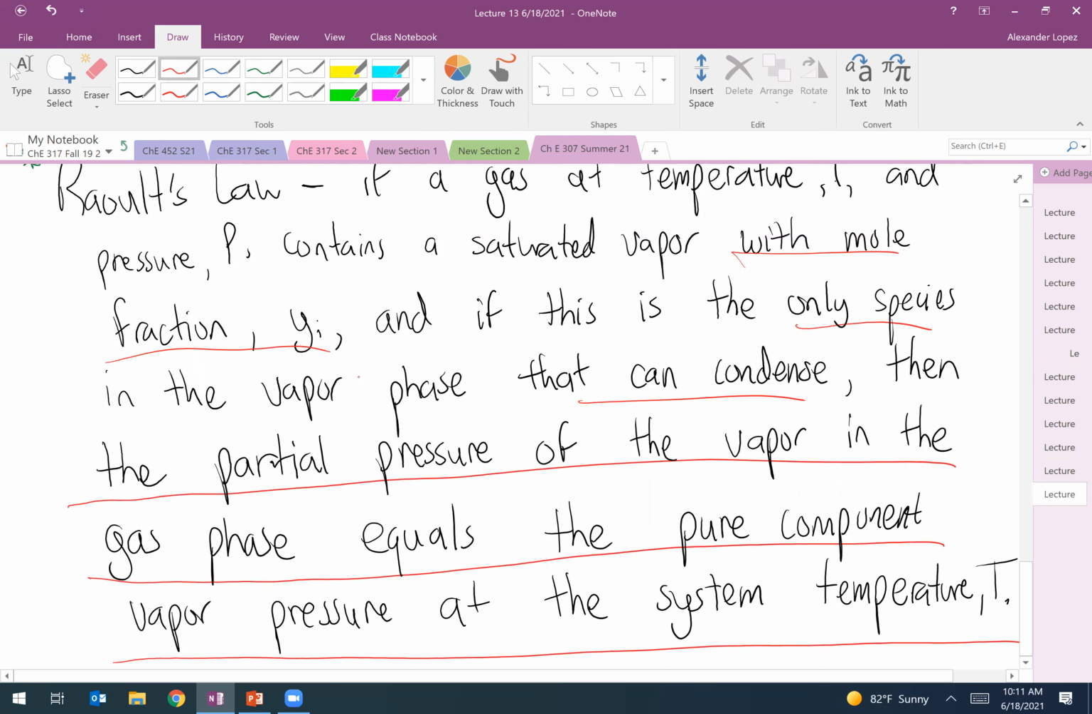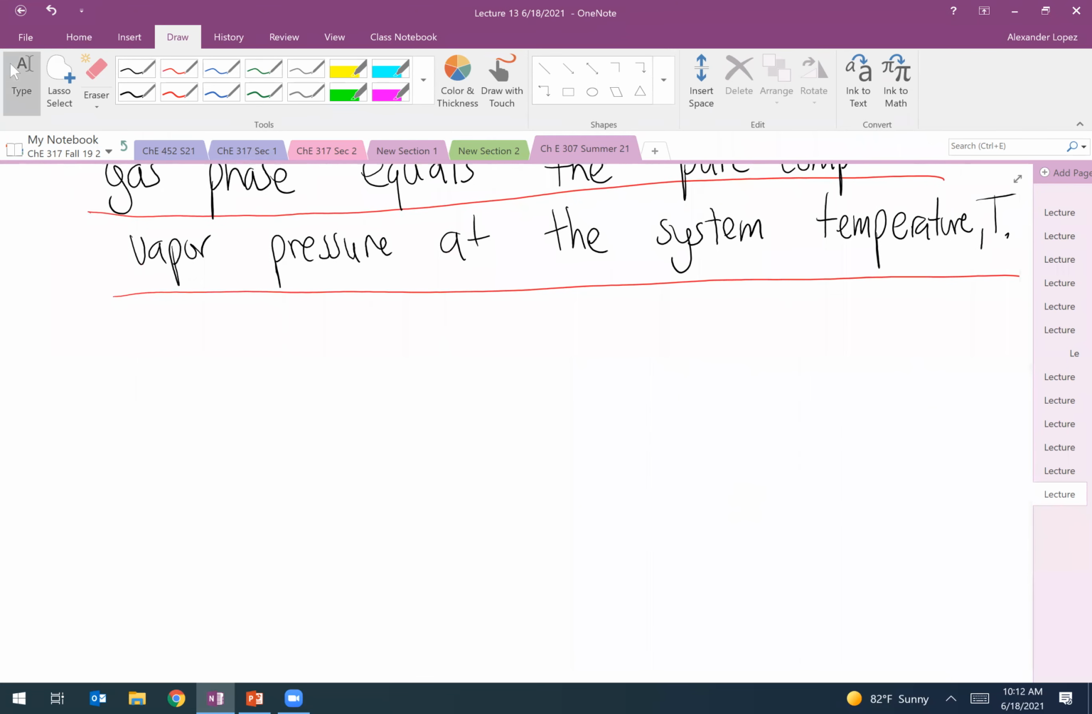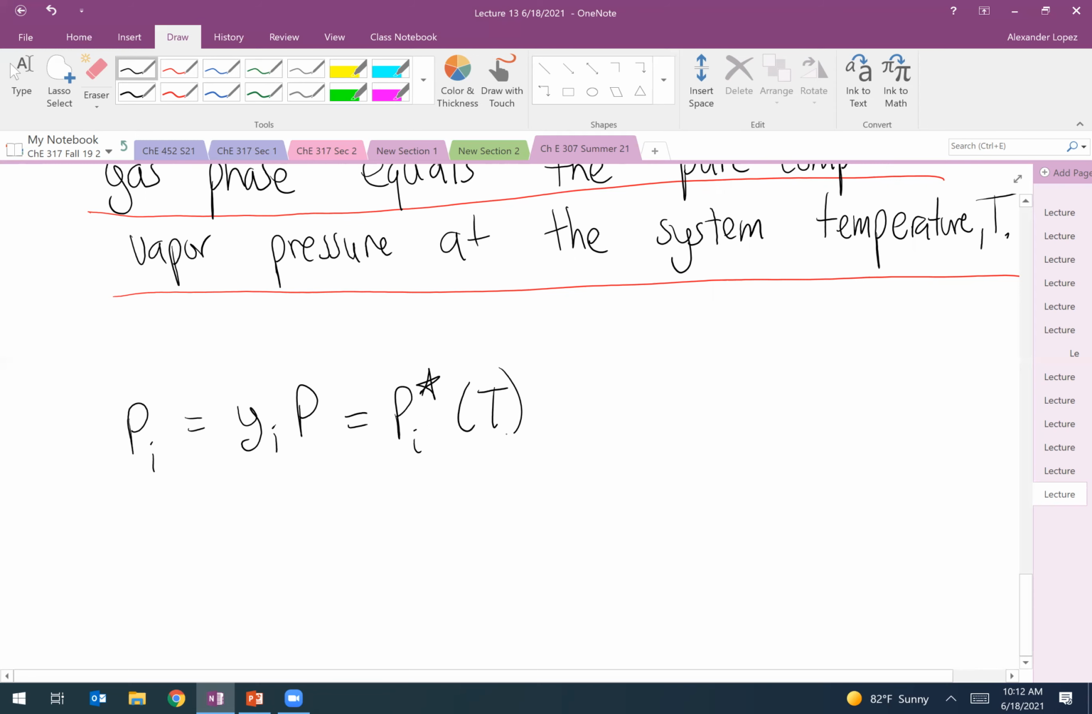So if I were to write that in equation form, I would express Raoult's law as P sub I equals y sub I times P, which is the total pressure, times the mole fraction of that species, y sub I. And that has to equal P sub I star of T, which means that the partial pressure equals the vapor pressure of the pure component in that system at equilibrium. That's what we consider a saturated vapor. It holds as much as it can.